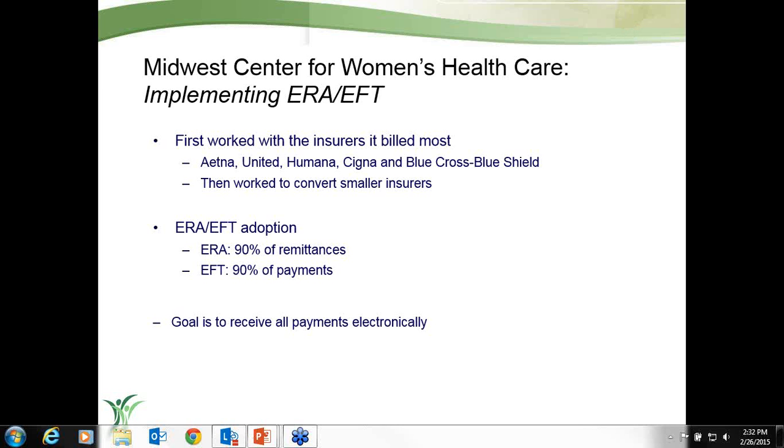Yes, you can see that we're only at 90% of our remittance and payments, but that's due to the fact that the payers are less willing to be compliant with that. It's interesting, most of the payers we encounter offer ERA, but maybe not EFT, or it's difficult to determine where the EFT sign-up is or get to the right people to get that processed. But we do have a couple of payers where it's the opposite. They actually pay us electronically but do not offer ERA. So that still causes those issues. Again, our goal is to receive all payments electronically. Next slide, please.